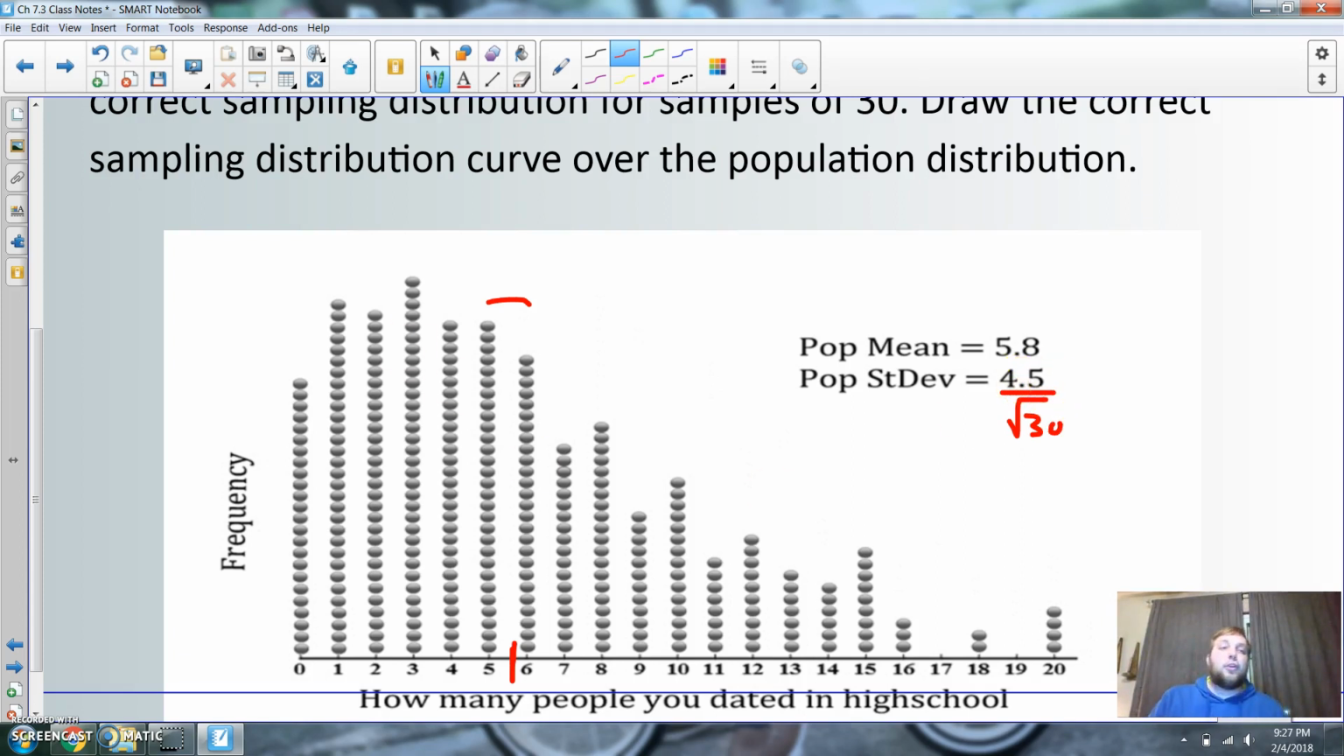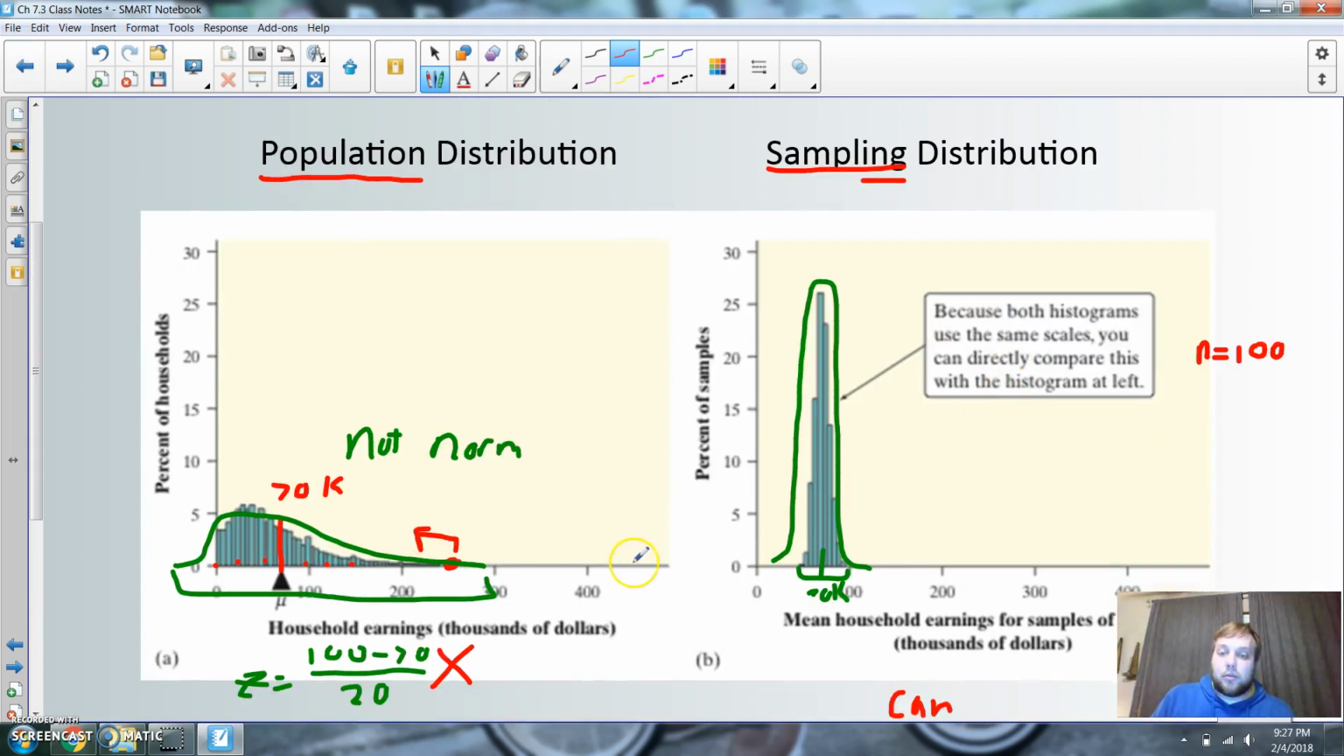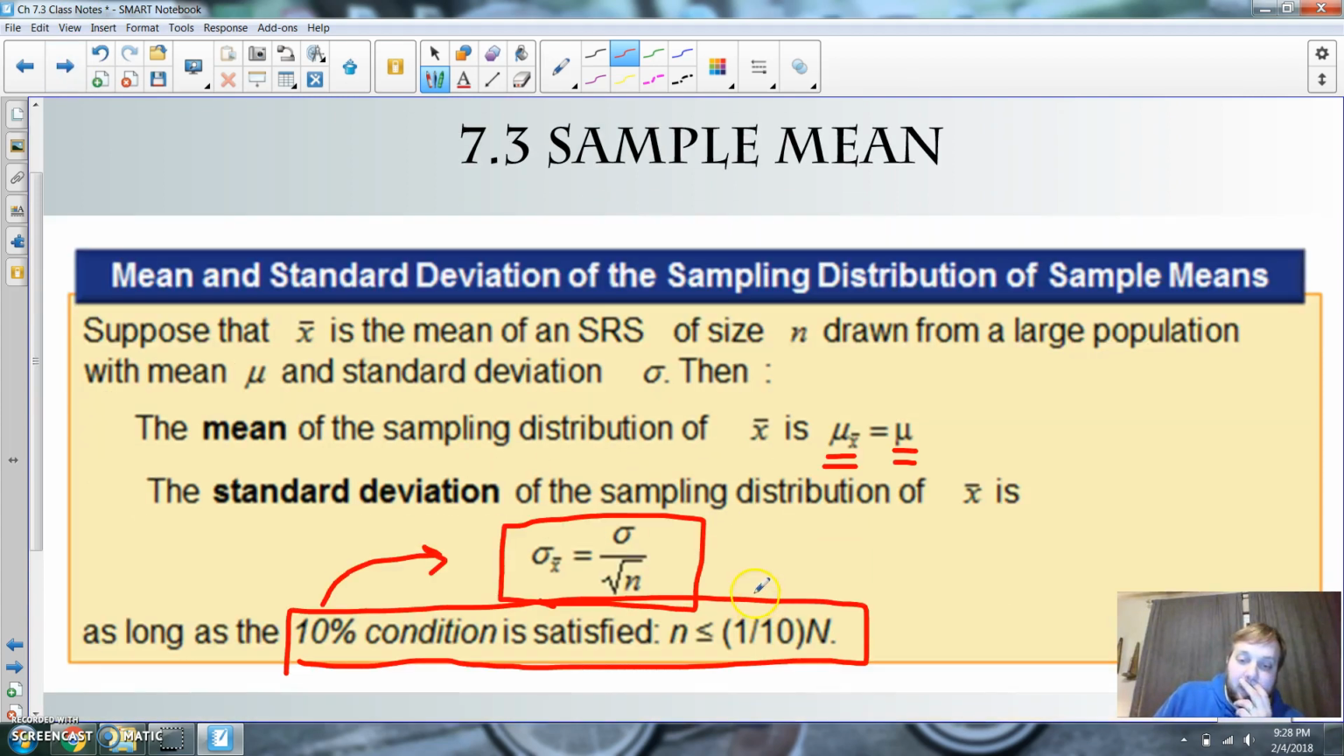But since I'm taking 30, and remember what happens as I select more, right? This would be basically like a sample size of 1. I don't know if this makes sense to you guys. This is a sample size of 100. What happens? Ooh, it gets skinnier, right? So that is why we have to use this formula here, right? We take our actual standard deviation and we divide it by the square root of n.